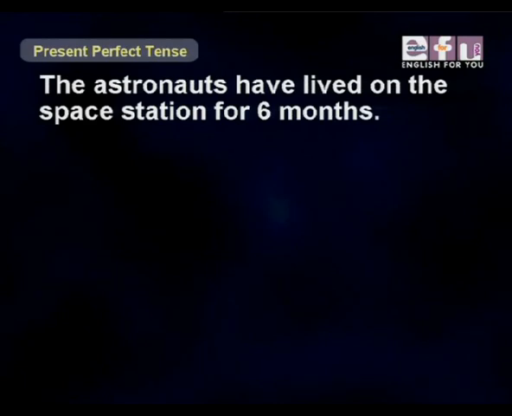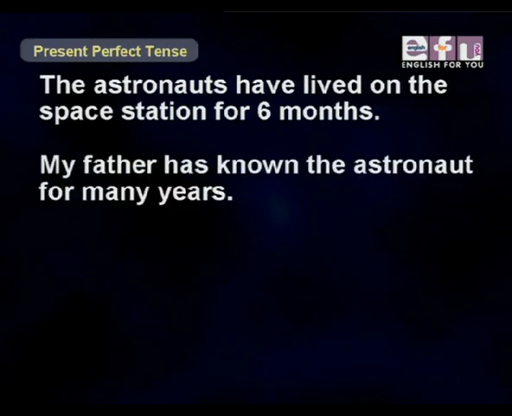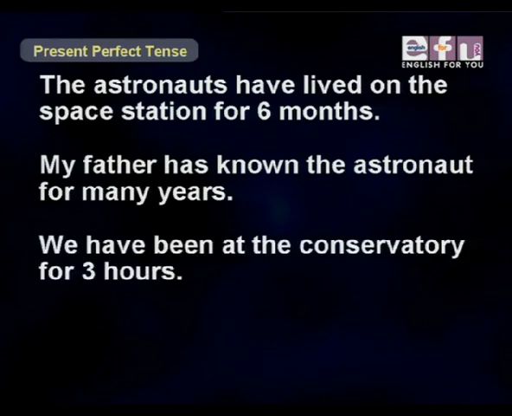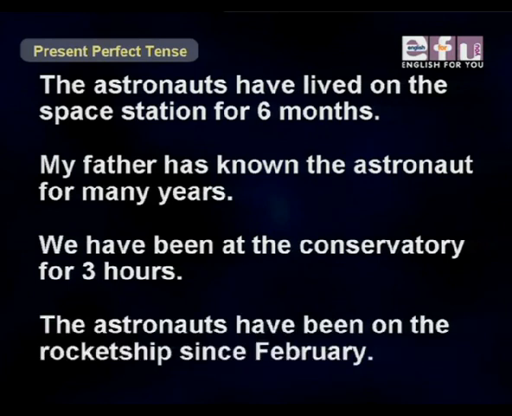Well, now let's review another use of the present perfect. So look at these sentences. The astronauts have lived on the space station for 6 months. My father has known the astronaut for many years. We have been at the conservatory for 3 hours, and the astronauts have been on the rocket ship since February. So when we use since or for with the present perfect, this shows us that a situation began in the past and continues to the present for some time.